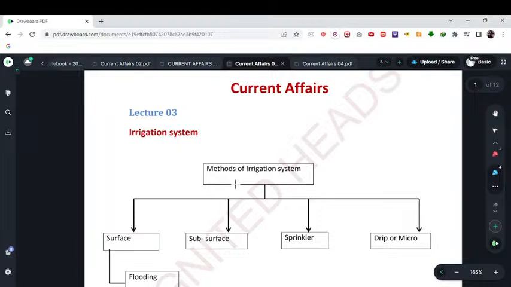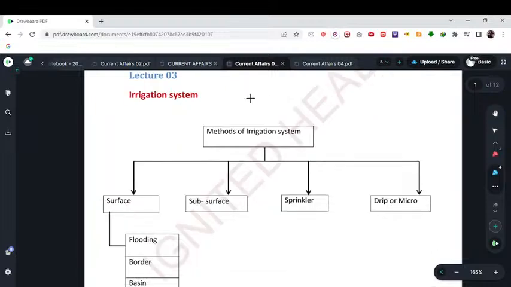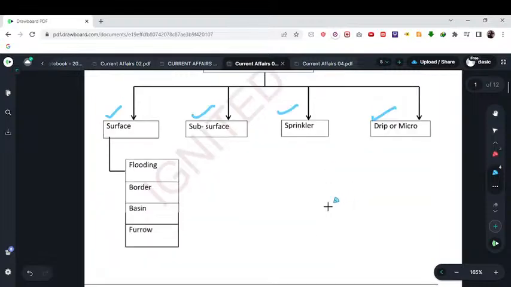So, the first topic for today is irrigation system. Now, irrigation is very important because India is an irrigation dependent country. So, the 4 main types of irrigation are surface, subsurface, sprinkler, drip or micro. So, what is surface? Surface irrigation includes flooding, border, basin, furrow. You should remember these names. These can come in MCQ, like flooding, border, basin, furrow are what type of irrigation. So, these are surface irrigation.